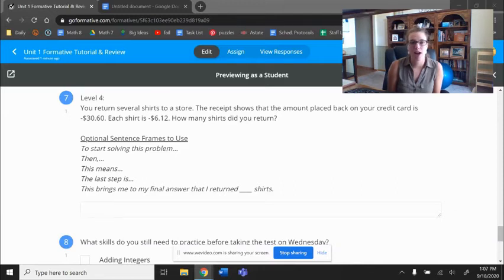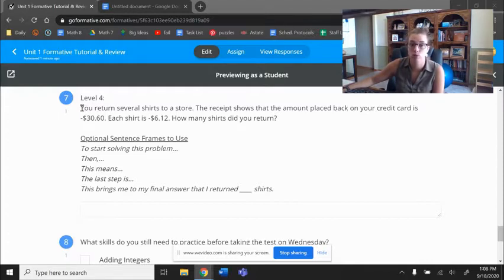Hello again. I wanted to walk you through how you can use sentence frames because I know some of us come from schools that have used them and others come from schools that have never used sentence frames. So I wanted to give you an example. If you're watching this, you're on question 7, which is a level 4 question, meaning going above and beyond. So I wanted to give you a view of one of those types of questions.